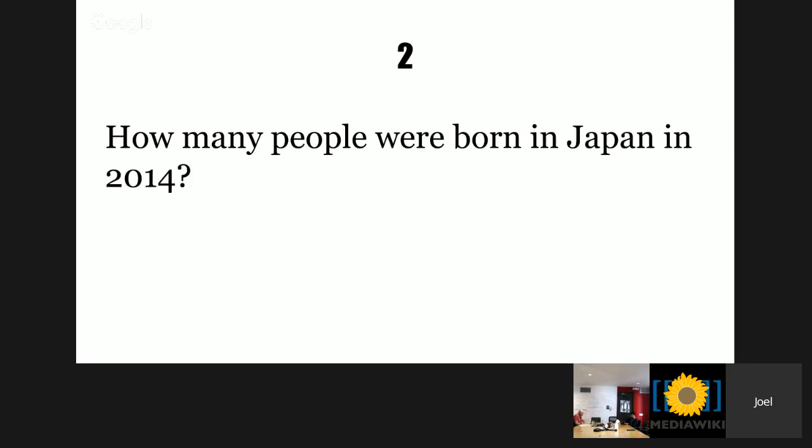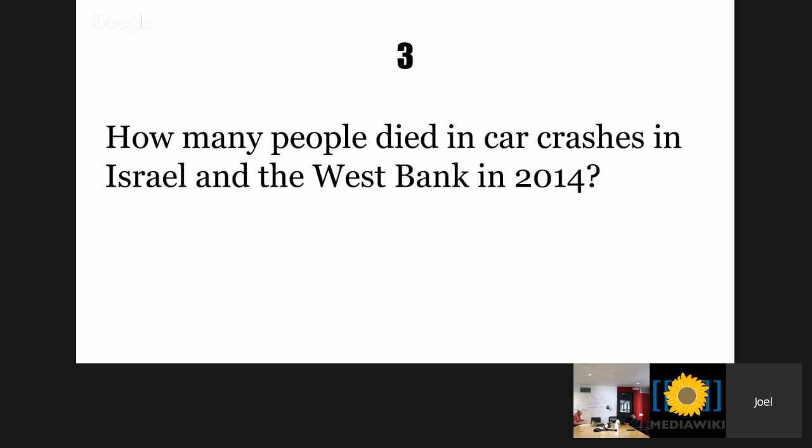So question 2, how many people were born in Japan in the year 2014? Question 3, how many people died in car crashes in Israel and the West Bank in the year 2014?